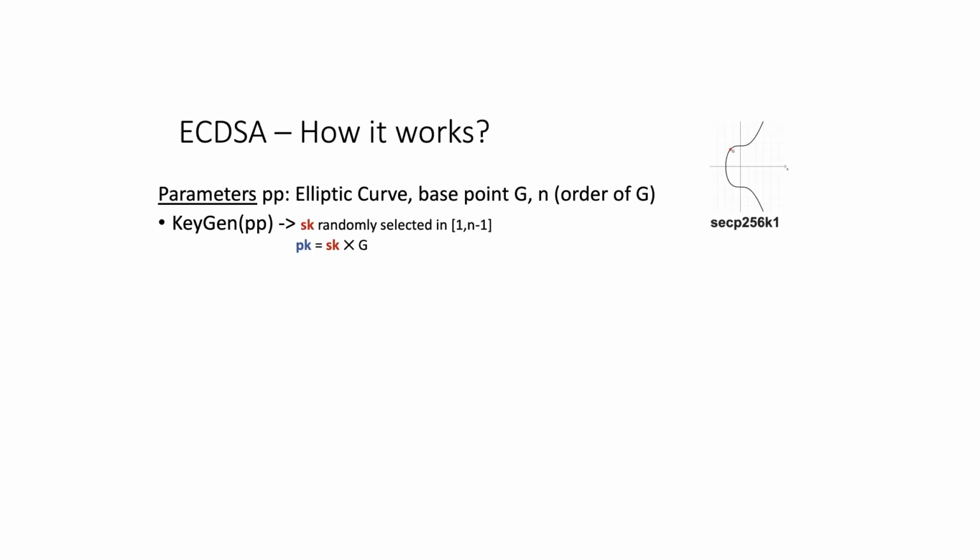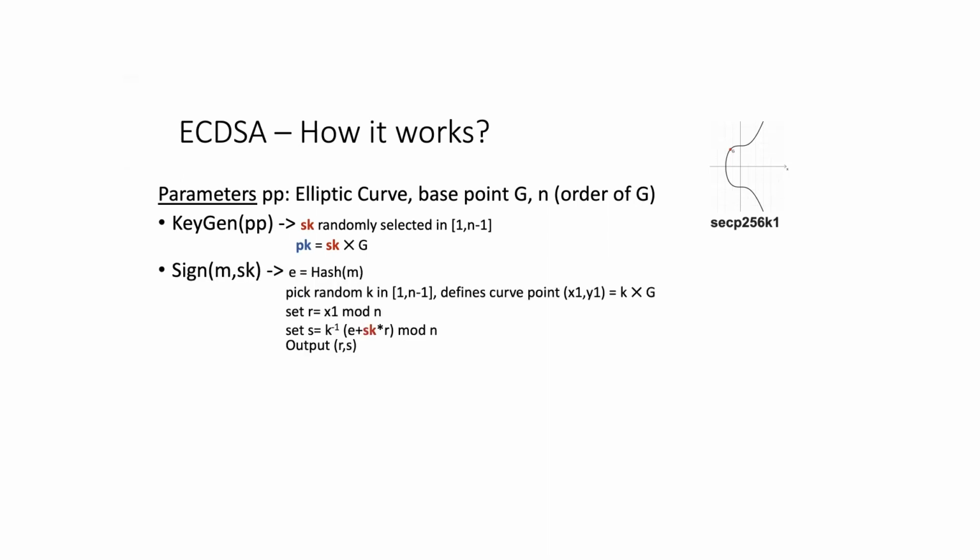In order to generate your secret and public key, you start by picking the secret key as a random integer in the space from 1 to n minus 1. And then you do one point multiplication between the secret key and the base point G to get your public key.